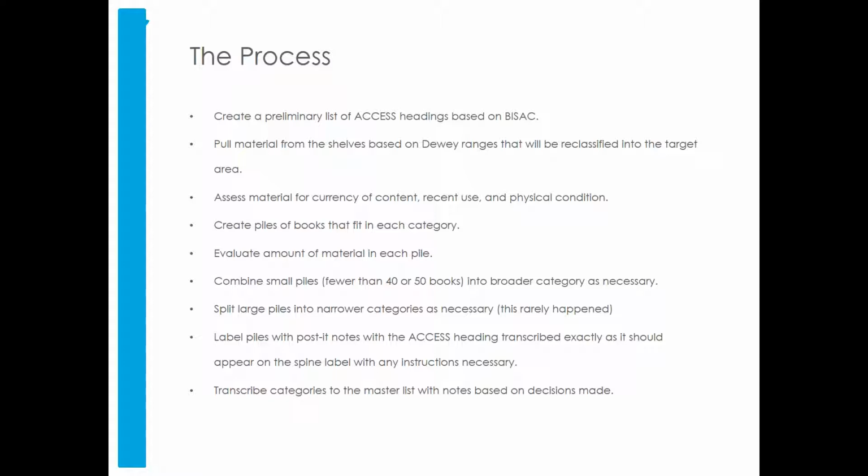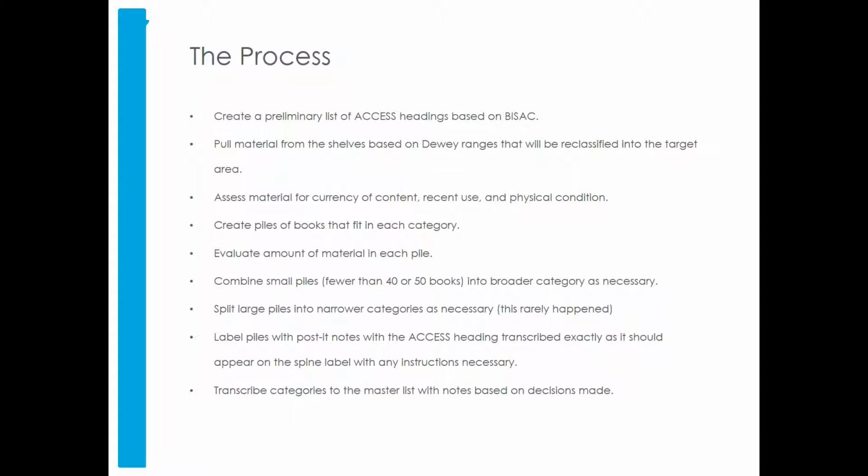So next we're going to talk just a little bit about the process that we went through and how this all shook out. We would start by creating a preliminary list of access headings based on BISAC. We would then pull material from the shelves based on the two ranges that will be reclassified into the target area. We then assessed material for currency of content, recent use, and physical condition, and we ended up weeding quite a bit of material during this project.